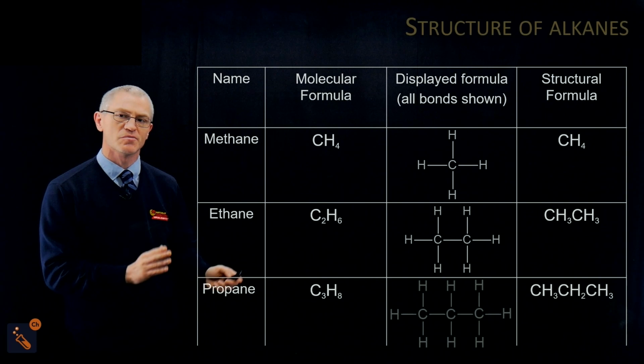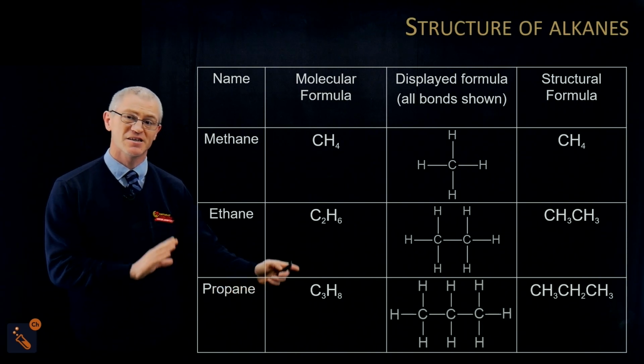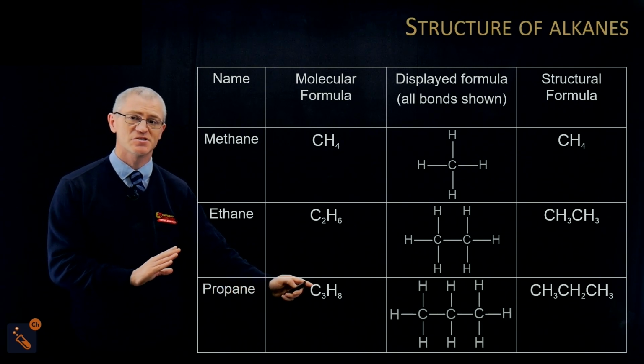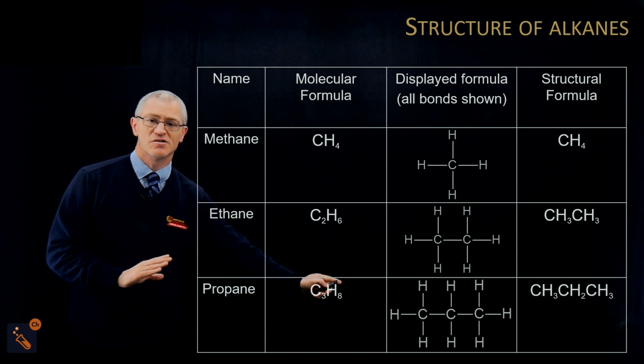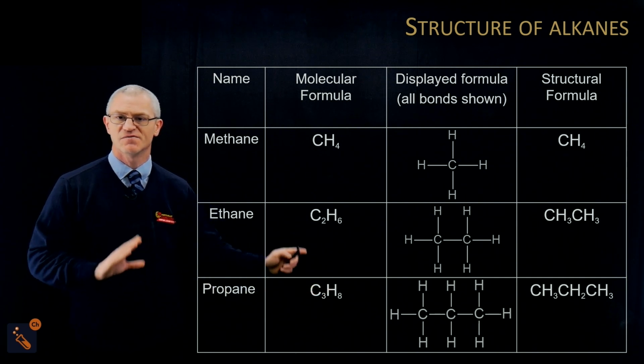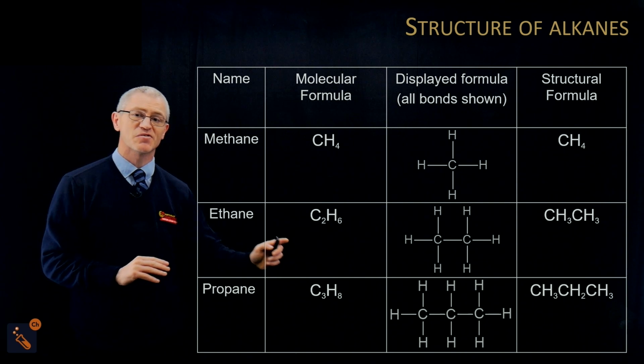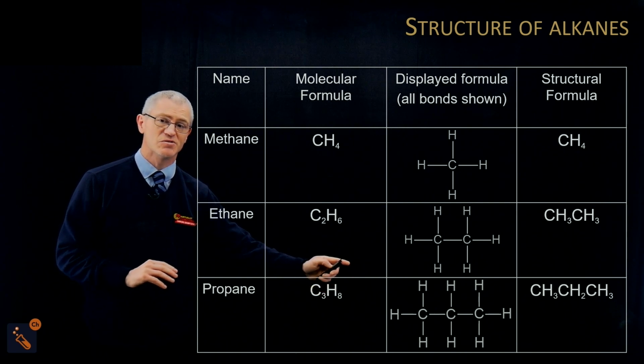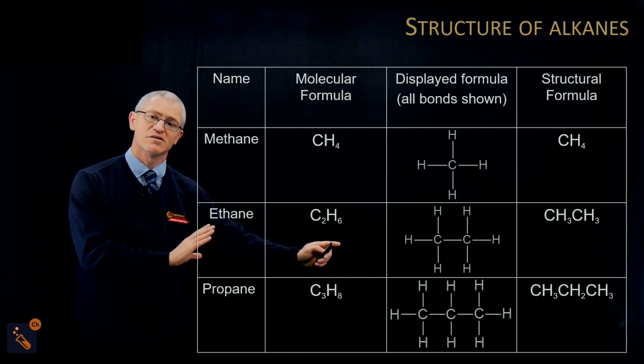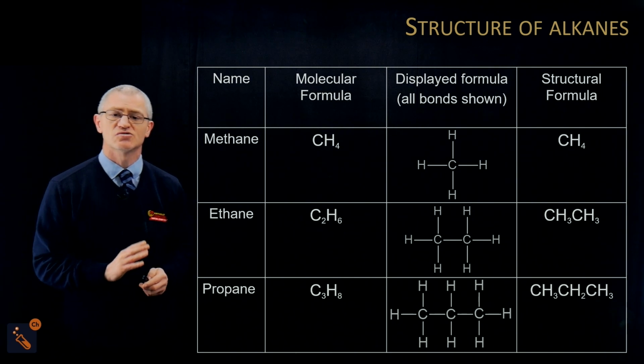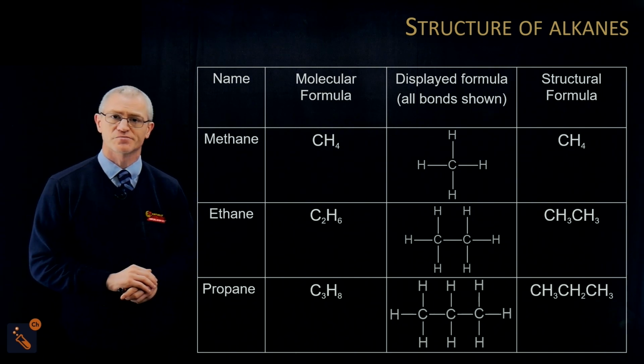If we go into propane, we can see that propane, simple again with the molecular formula C3H8, and we've drawn our 3 carbons in a row and then filled out the rest with hydrogens. And we've got a CH3, look at the middle carbon, it's a CH2, and then a CH3. And that's our structural formula.